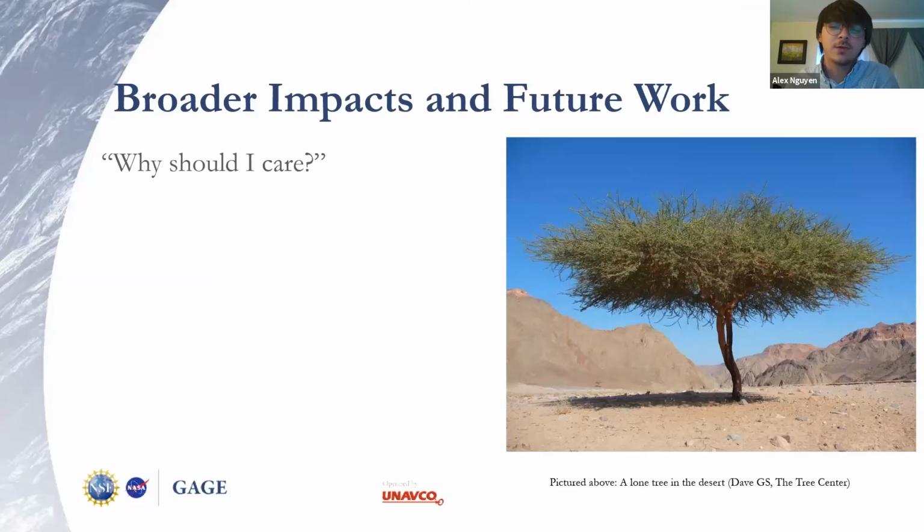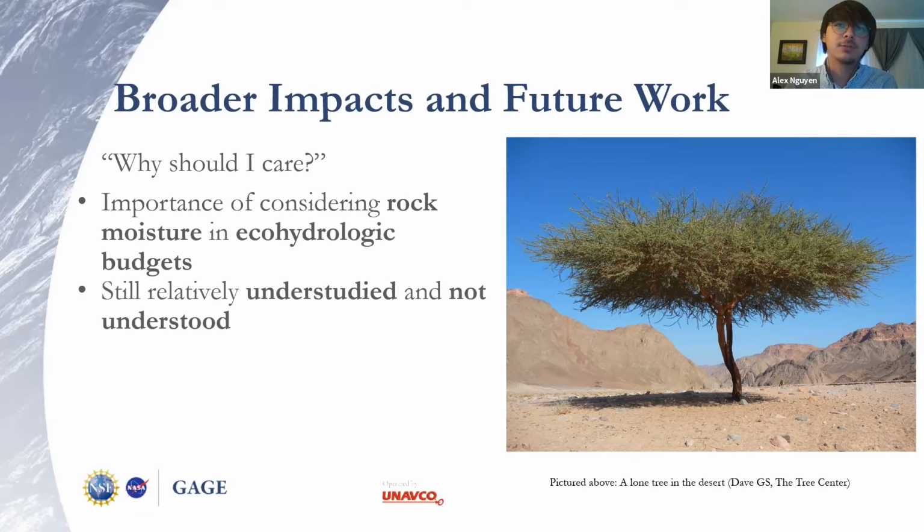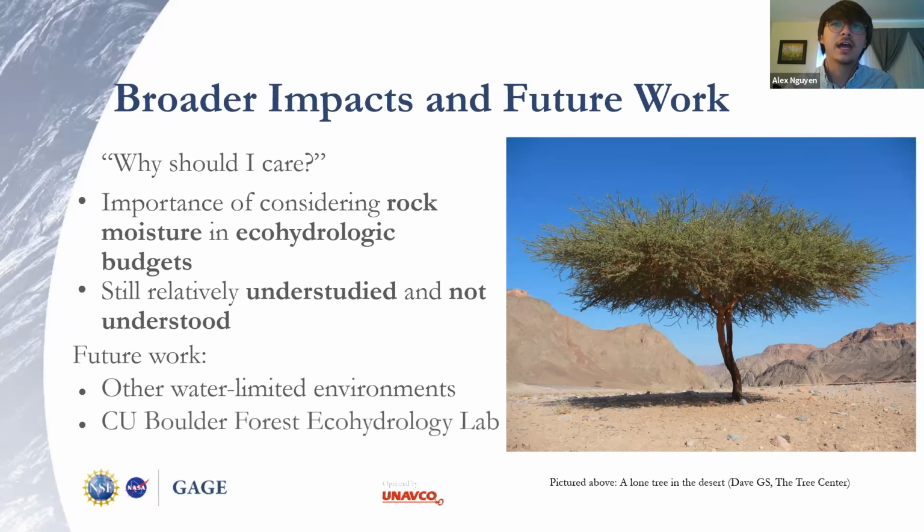Now, we have to ask ourselves, why should I care? It is our hope that our work sheds light on the importance of considering rock moisture in the ecohydrologic budgets of an ecosystem, as we demonstrated how rock moisture may affect tree growth and transpiration, as well as water availability. Rock moisture remains relatively understudied and not fully understood, and some further work would be extending to other water limited environments like deserts and high altitude forests. And some current work being done is looking at if certain tree species are more reliant on rock moisture. I foresee that rock moisture will continue to be further studied and its effects on ecosystem will be more understood with time.